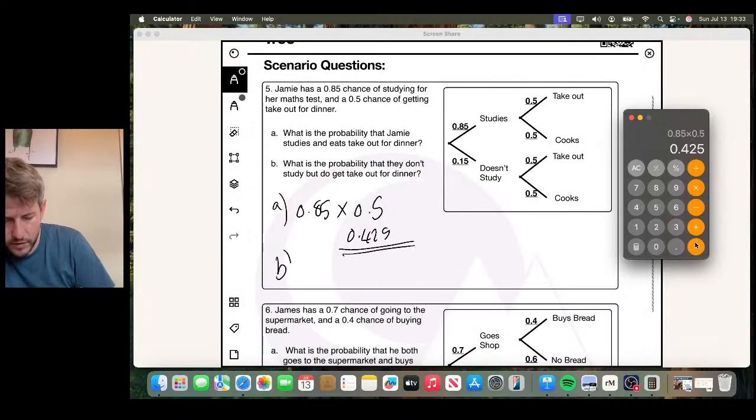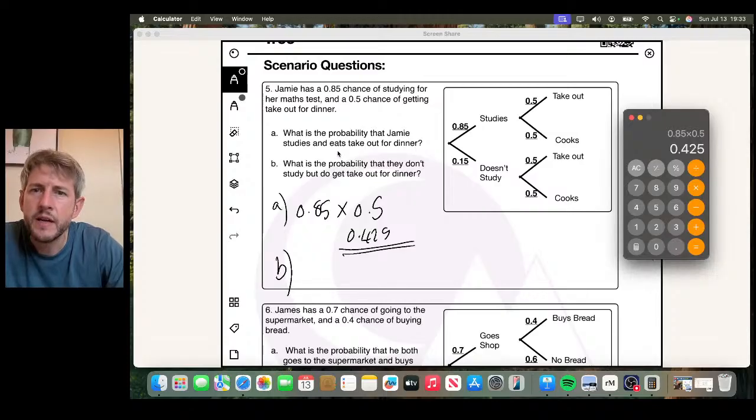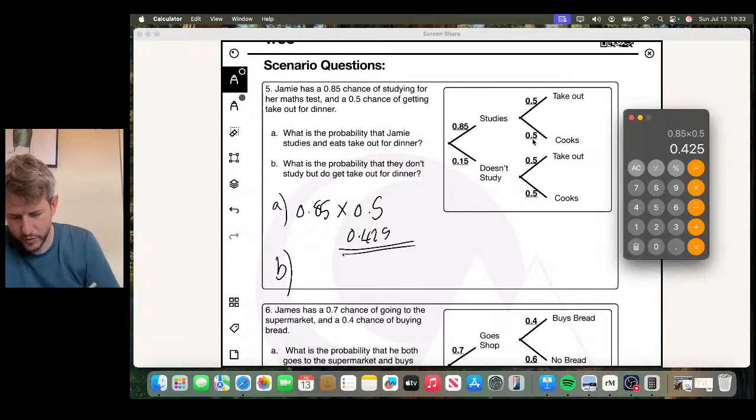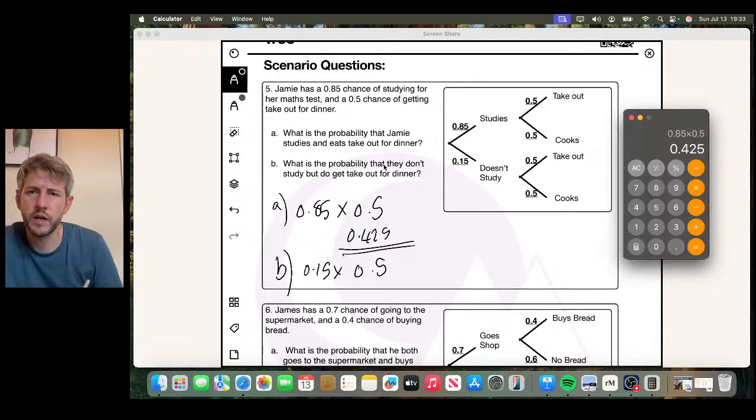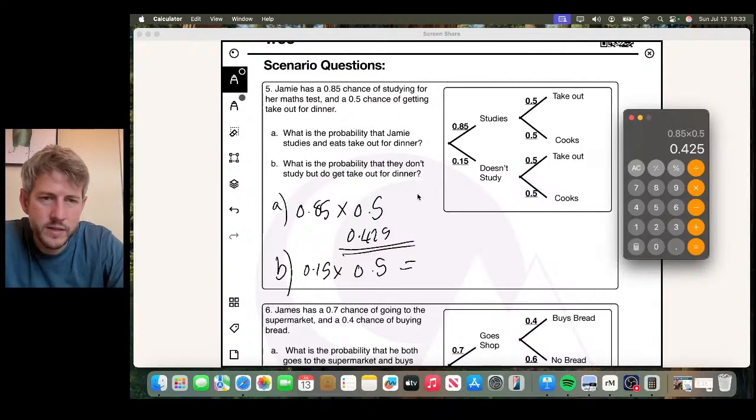And then B, what is the probability that they don't study but do get takeout for dinner? Okay, so they don't study, which is 0.15, and they do get takeout for dinner. So we've got here 0.15 times 0.5. They don't study, but they do get takeout for dinner. Okay, let's work out what that is.